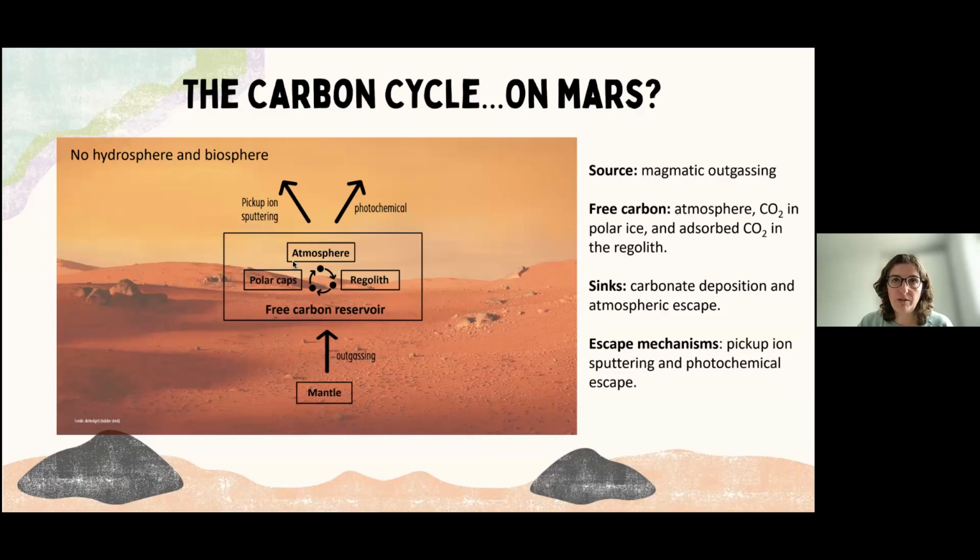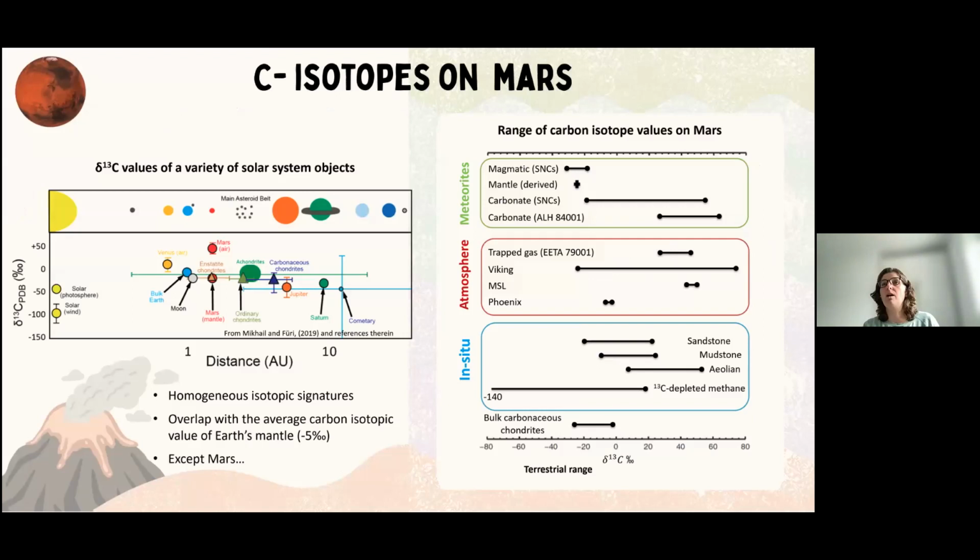So under this different concept of the carbon cycle on Mars, it's not surprising that the carbon isotope values reported from the literature are so different from the ones that are measured on Mars. And here in the next slide we have the comparison.